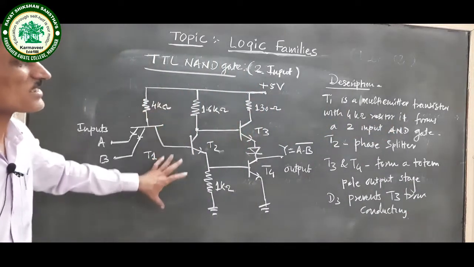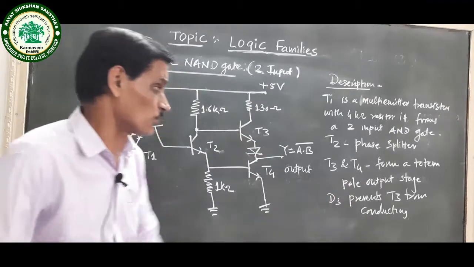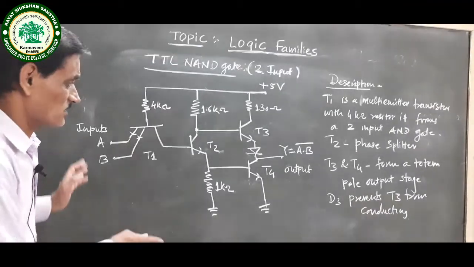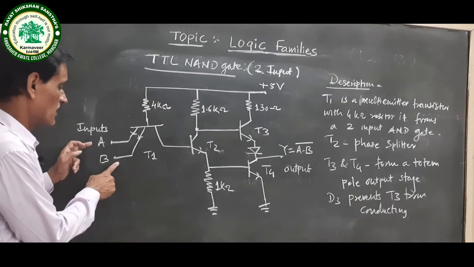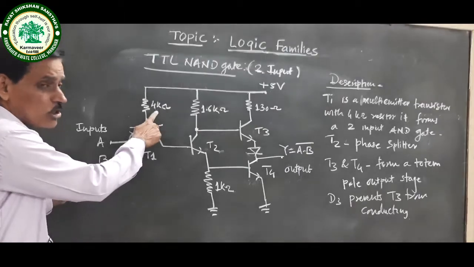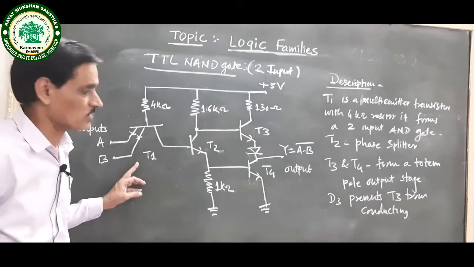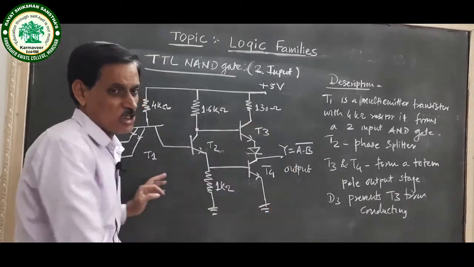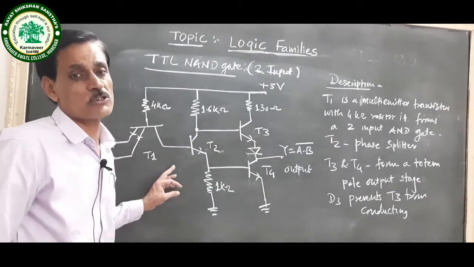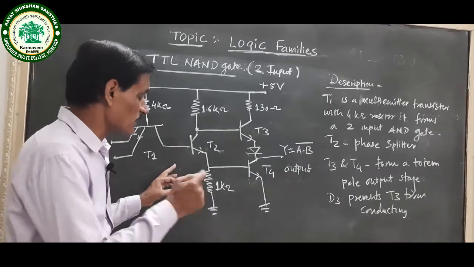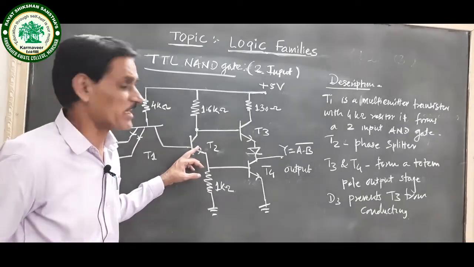Anyway, with reference to the circuit diagram, you should be able to write some description in the examination also. The description is very simple. Transistor T1 is a multi-emitter transistor having the inputs A and B. Along with the 4 kilo ohm resistor, it forms a two input AND gate. The rest of the circuit does the job of inversion, so that the overall circuit functions as a two input TTL NAND gate.